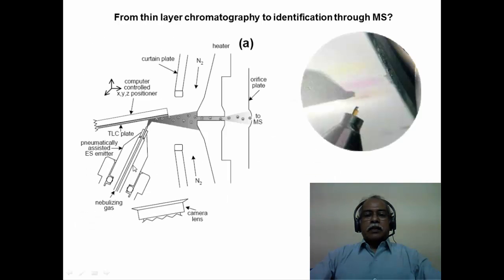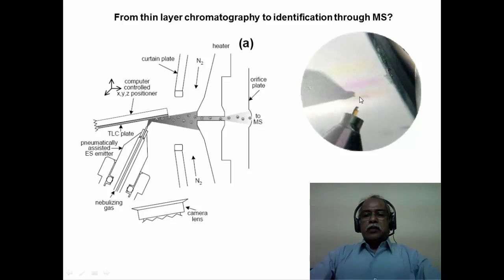So this is a diagrammatic representation of how a TLC plate is analyzed using electrospray ionization mass spectrometry. This is a TLC plate which is mounted onto the XYZ positioner, which is computer controlled. So there is a possibility of moving this in the XYZ direction with a micrometer kind of resolution. The electrospray ionization nozzle is brought very close to the particular spot on the TLC plate, and the solvent is sprayed onto the TLC plate, and the droplets that hit the plate take the sample from that spot, and they get ionized and are injected into the mass spectrometer, which is shown schematically.